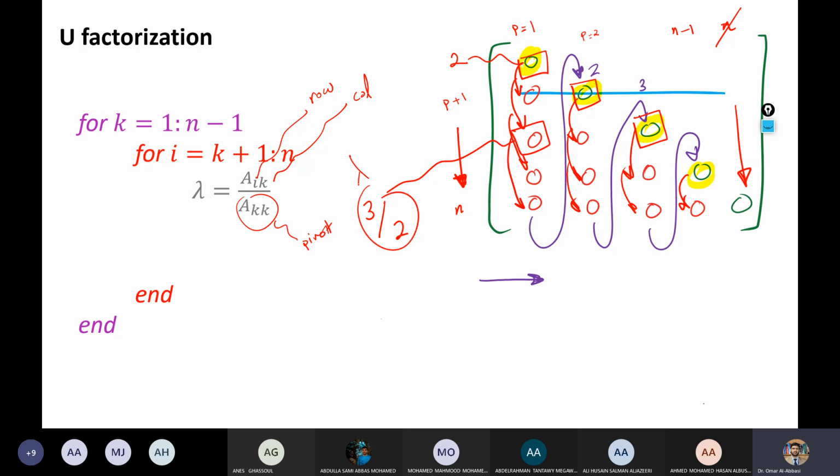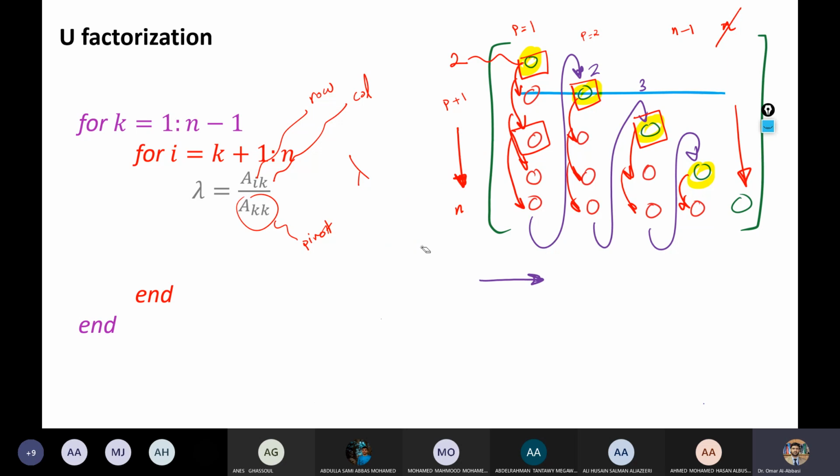That is basically lambda. If you think about it, the 3 has the index A_31, divided by the pivot, which is 2, which is A_11, because you are at the first column, right? The pivot always has equal row and column indices. Right, we calculated the lambda.